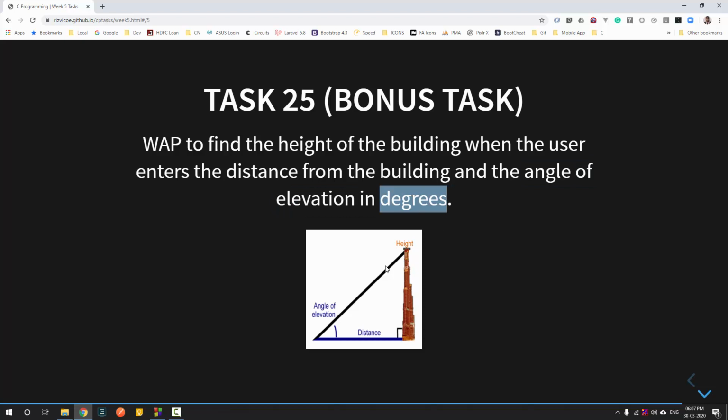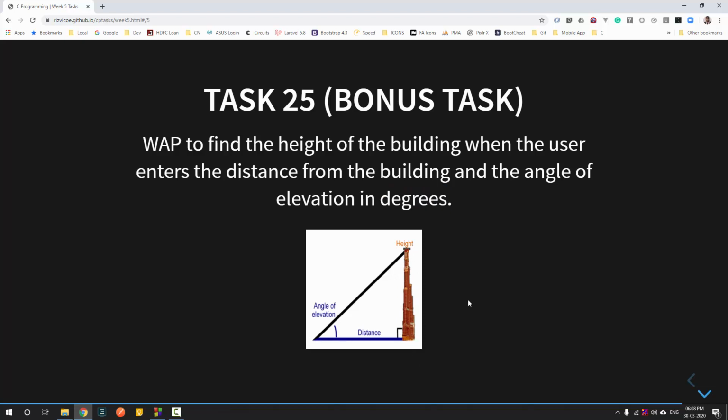Let's say the user enters 45 degrees and 1 kilometer, or 1,000 meters. You have to find out what the height is. Now let's begin. The concept behind this is basic trigonometry. If you have the angle and one of the sides, then you can find the other side, because this is nothing but tan theta.